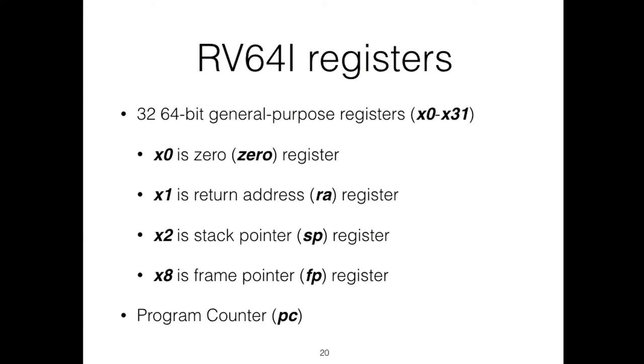So quickly, I'll go over the RV64I registers. If you're doing 64-bit, this is what the register set looks like. You've got 32 64-bit general purpose registers. This will look pretty familiar if you're using ARM V8 as well. They're X0 through X31. X0 is a zero register; it always has the value zero. By convention, X1 is the return address register, so if you do a call, that's where the return address gets saved. X2 is the stack pointer. X8 is the frame pointer. You can find all this information on the instruction reference card. And of course, you have a program counter.